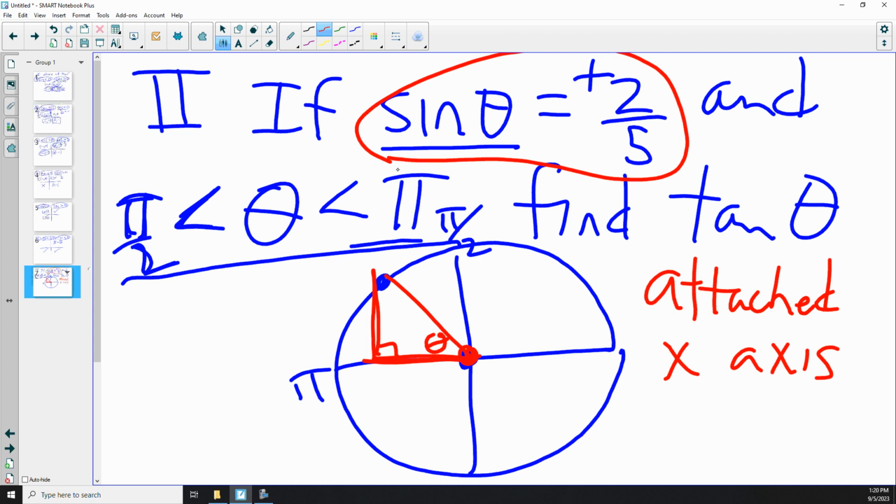Chief Sokotoa. The opposite is 2, and the hypotenuse is 5. So Pythagorean theorem. X squared plus 2 squared is 5 squared. This is not one of my memorized right triangles.